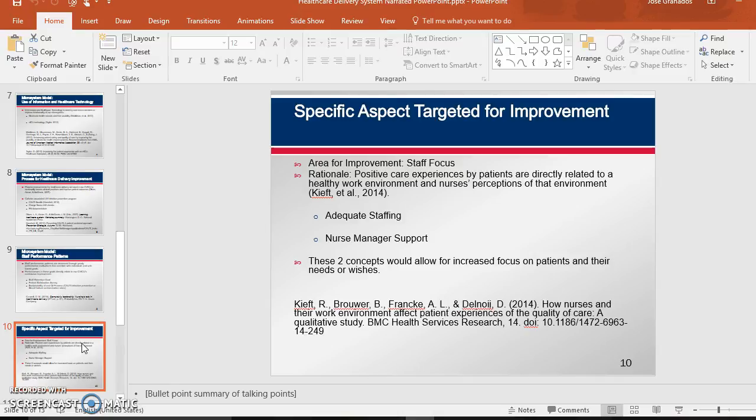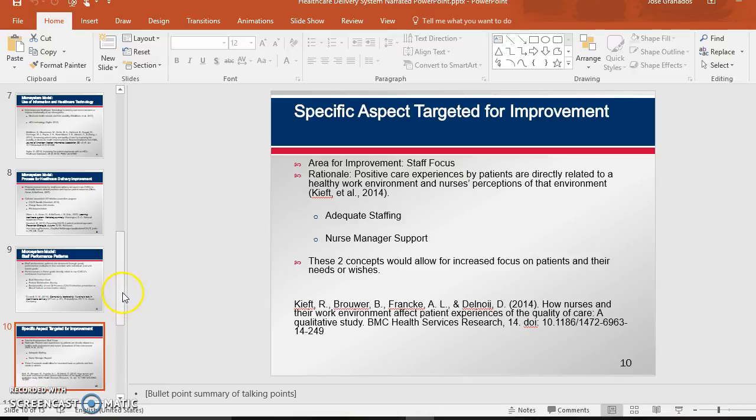It would keep our charge nurse out of ratio to allow them to be available for other staff if they need help, and it would decrease a lot of the stress that comes along with these high acuity assignments. Nurse manager support would, I think, increase staff retention, and it would open up communication between management and staff to allow for development of positive relationships.